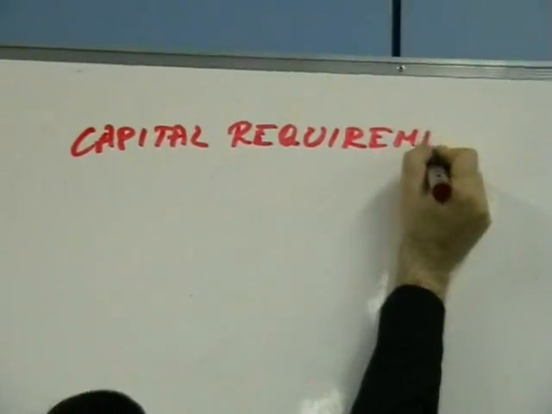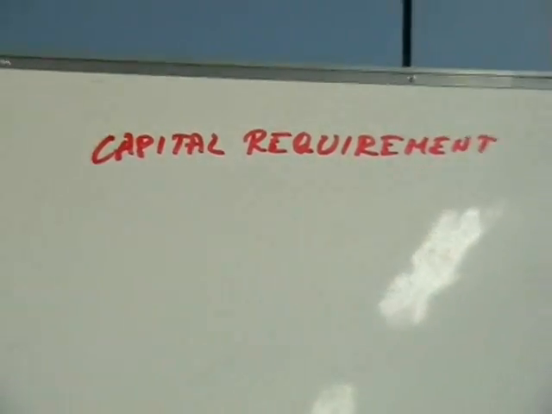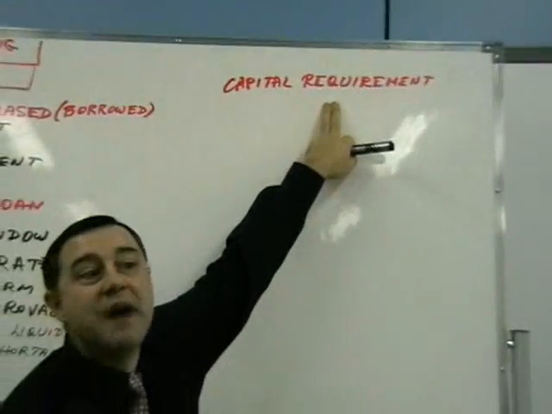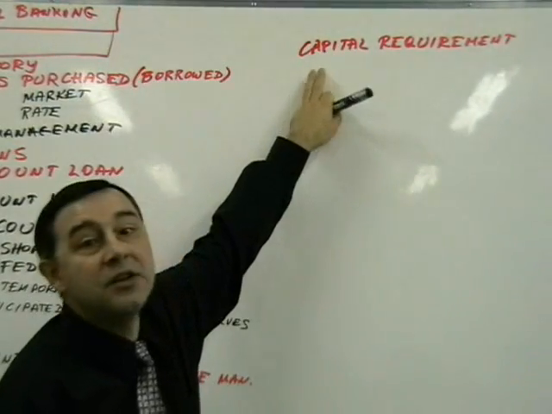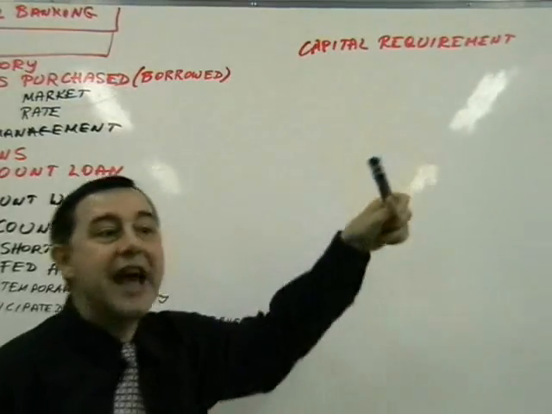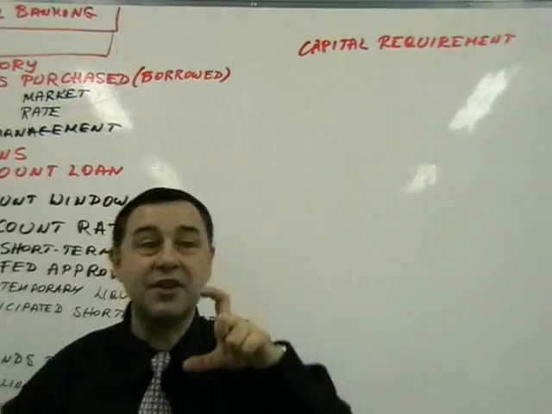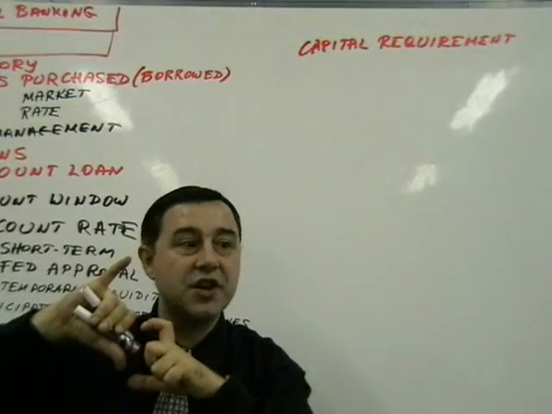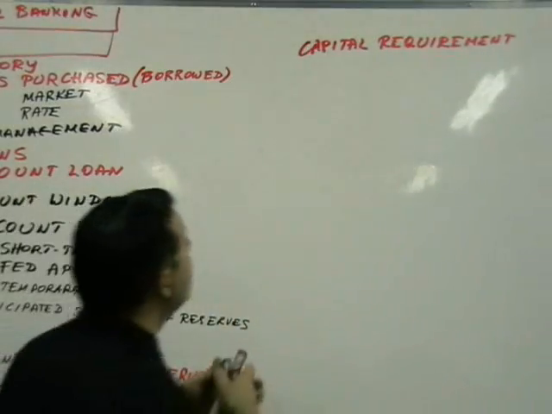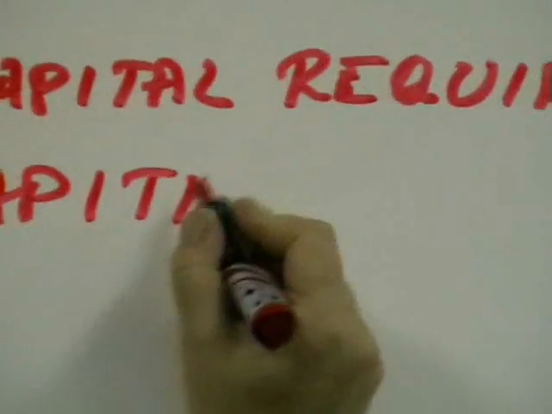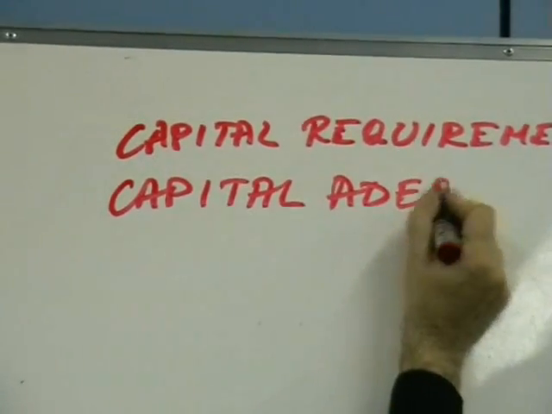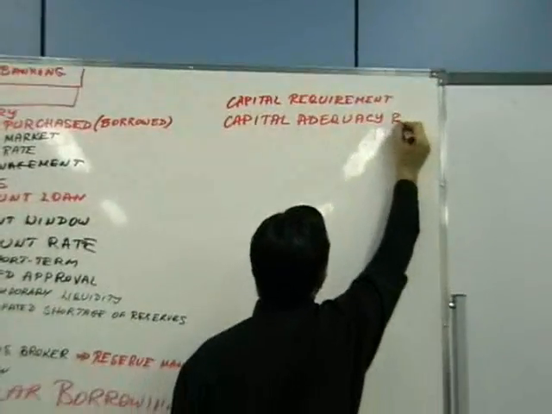Capital requirement is simply a requirement imposed by a bank regulator on commercial banks to maintain a minimum capital ratio. Capital ratio is the ratio of capital to the overall balance sheet of the bank. This is also known, and now much more commonly used, as capital adequacy. Capital adequacy requirement and capital adequacy ratio.